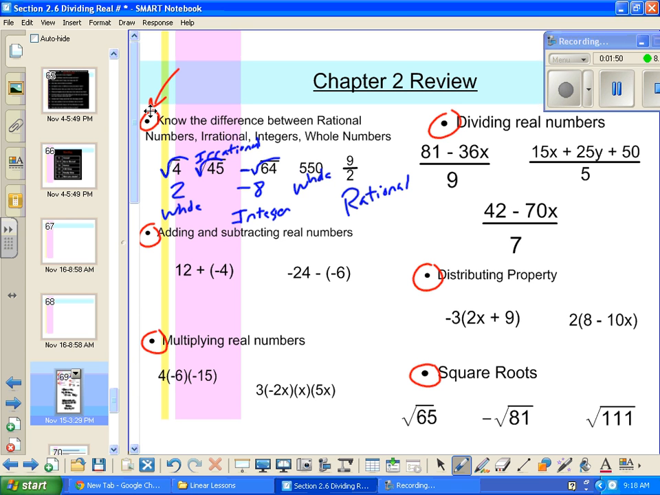This second bullet point here says adding and subtracting real numbers. We did stuff like this also in class. We talked about strategies for it. If I have 12 plus negative 4, then I should think of this like I have $12. Like one strategy was think of money. I have $12, and this is negative 4. It's like I owe somebody 4. So if I pay up my debt, how much will I have left? I'll have $8 left.